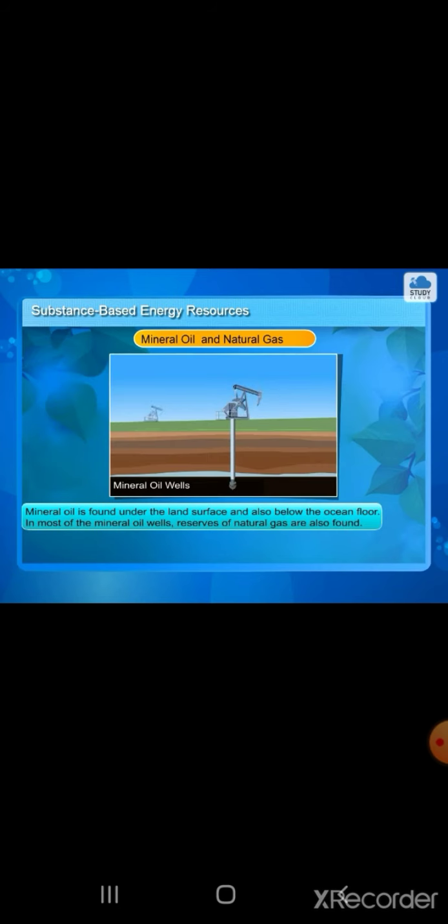Mineral oil is found under the land surface and also below the ocean floor. In most of the mineral oil wells, reserves of natural gas are also found. Mumbai High Oil Field is found in the Arabian Sea. Other centers are Ankleshwar, Lunaj, and Kalol in Gujarat, and Lakhani, Nanmati, Naharkatia, Digboy, and Makun in Assam.